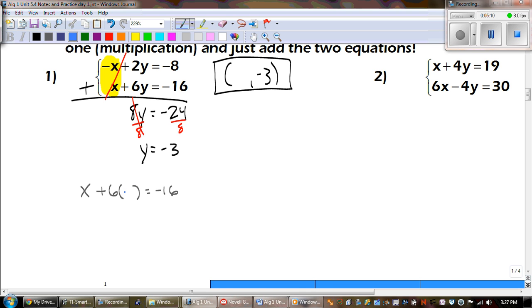Okay, and we're going to plug in -3. 6 times -3 is -18. Now to get the x by itself, we would add the 18 to both sides. Those cancel, and we get x equals +2. So then our final answer is (2, -3).